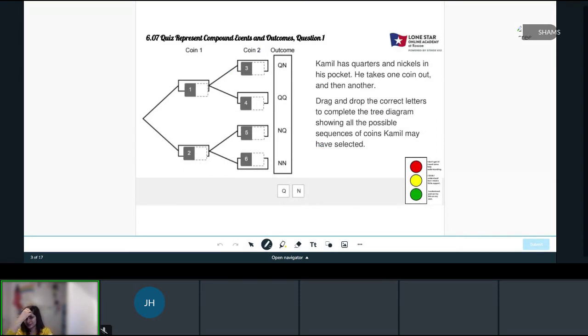Question 1 looked like this. Question 1 was about tree diagrams. We have seen a few tree diagrams in our class this week, and question 1 was mainly about tree diagrams. I'm not going to go over reading the problem, but I'm going to complete the tree diagram for you.